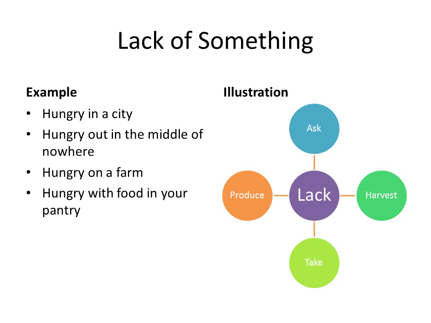If you're hungry on a farm, obviously you can harvest what you've made and you can produce. And then again, if you're hungry with your food in your pantry, you just simply open up your pantry door and take out what you need.